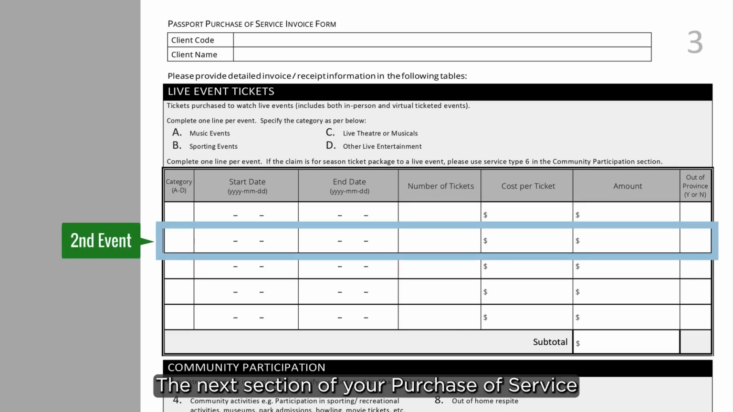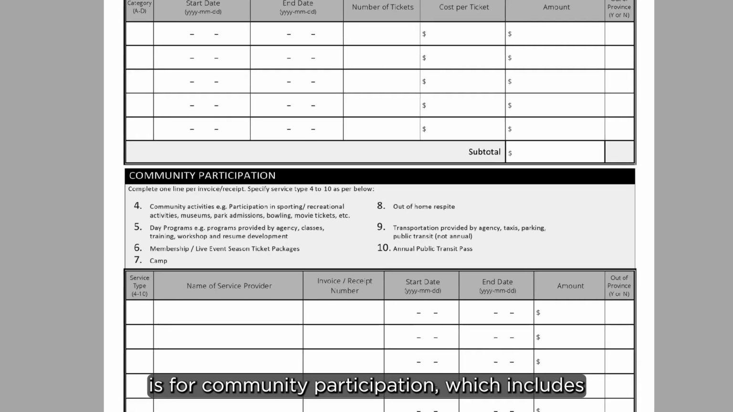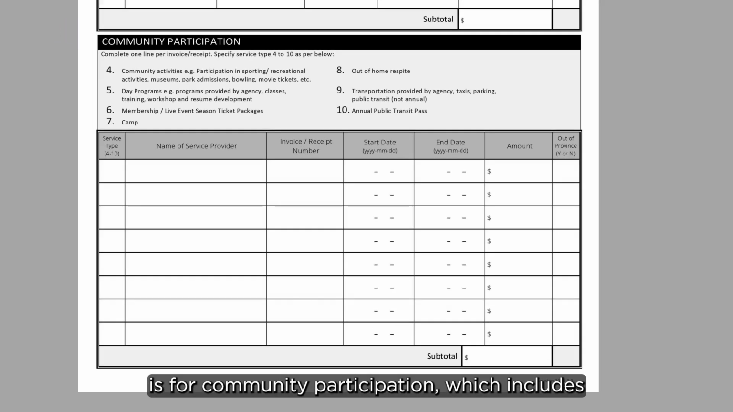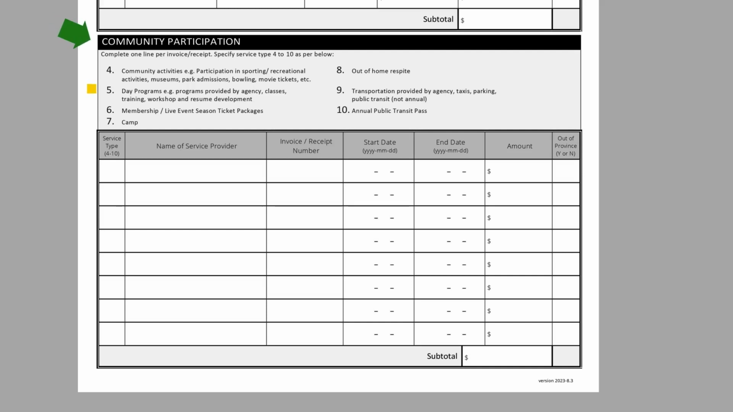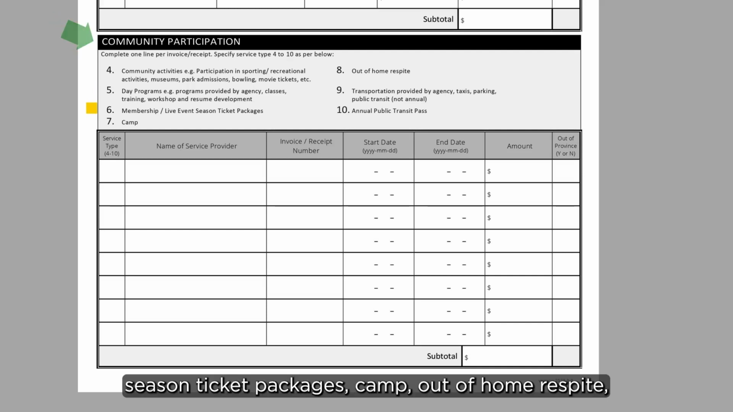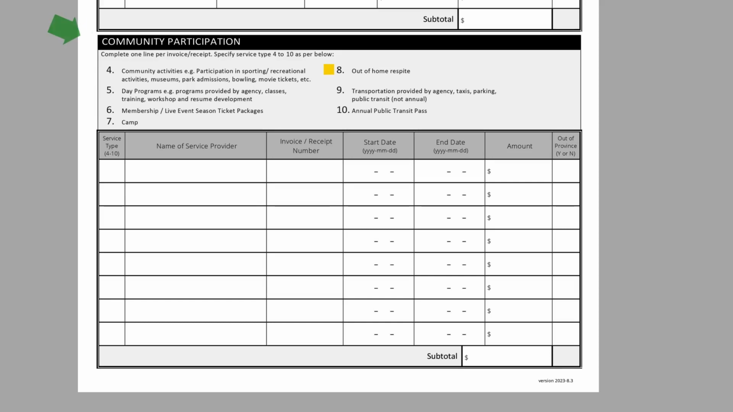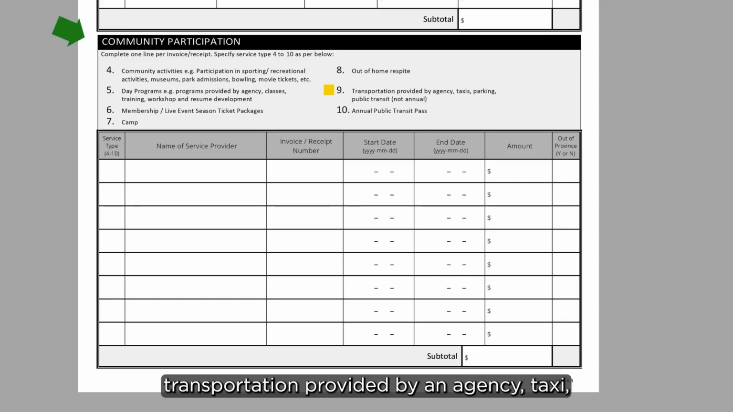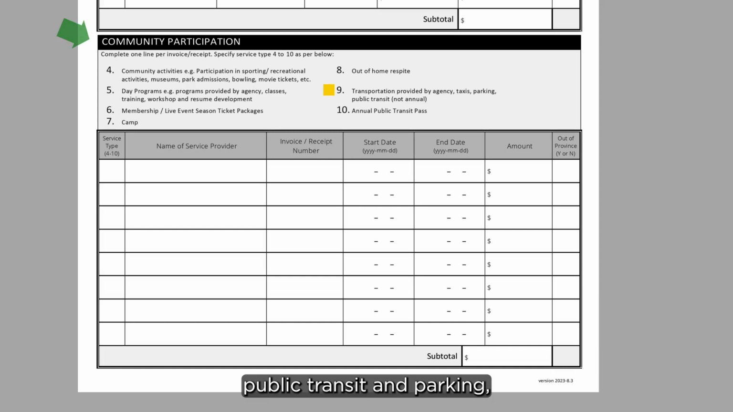The next section of your Purchase of Service Invoice form is for community participation, which includes community activities, day programs, memberships and live event season ticket packages, camp, out-of-home respite, transportation provided by an agency, taxi, public transit, and parking, and an annual public transit pass.